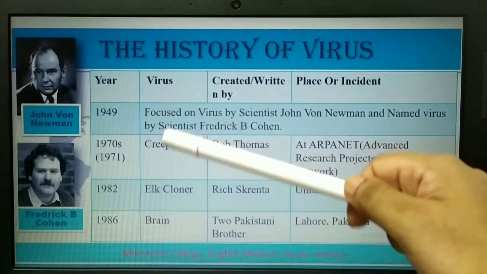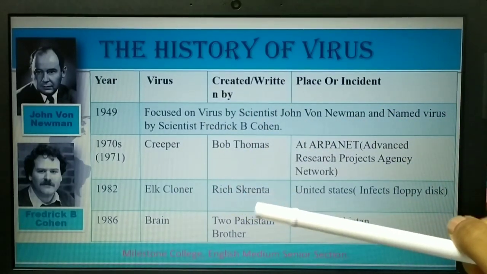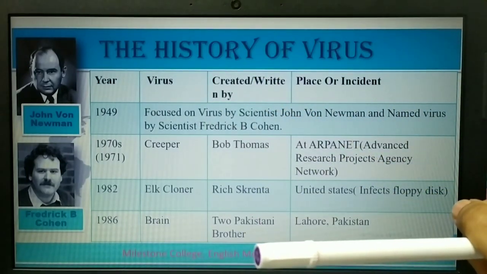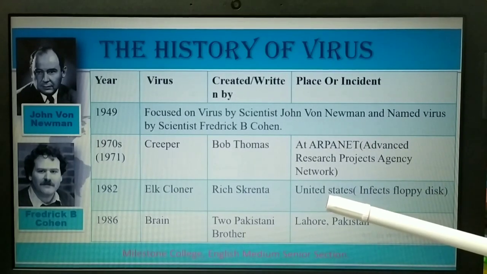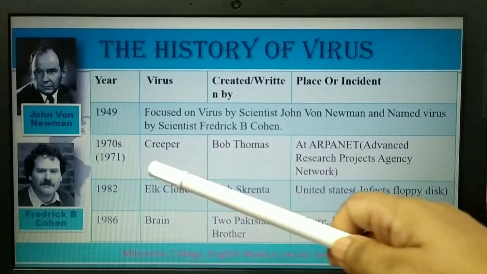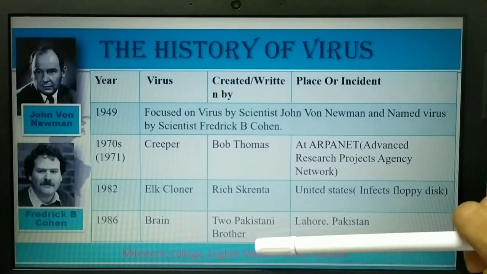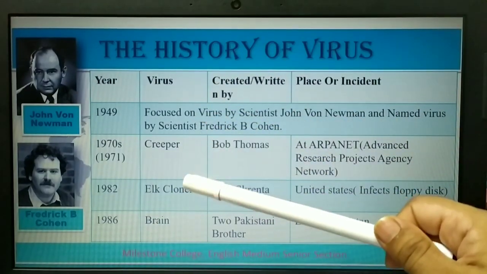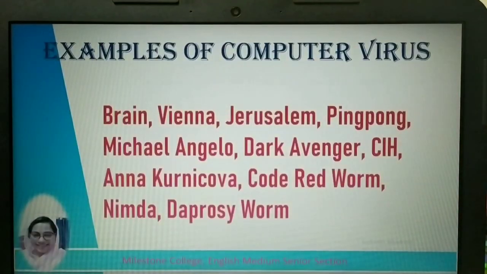Next one, 1982, there is another virus, Elk Cloner, and the creator was Rich Skrenta. He was also making fun, and by fun he made this computer virus, and that computer virus spread with floppy disks. It was created in the United States. Okay, next one, 1986, another computer virus named Brain, produced by two Pakistani brothers in Lahore. So this is the beginning. Now there are huge numbers of computer viruses. If you see, there are different names. Some examples: Brain, Vienna, Jerusalem, Ping Pong, Michelangelo, Dark Avenger, CIH, Anna Kournikova.